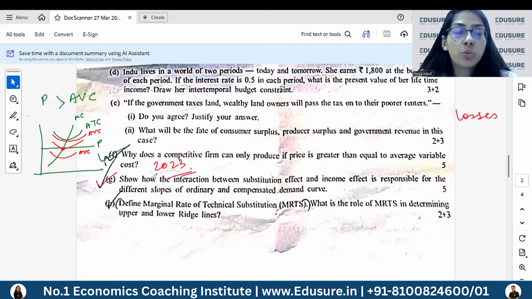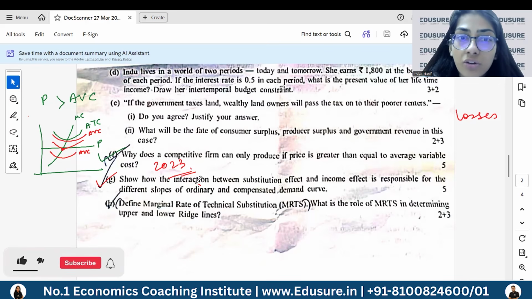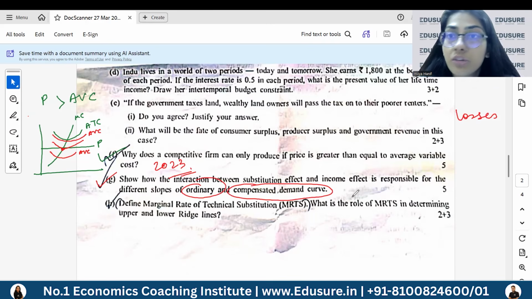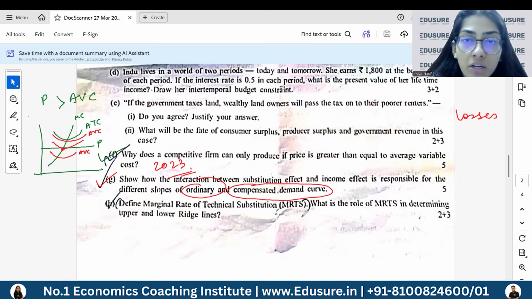Okay. Now, to part G, show how the interaction between substitution effect and income effect is responsible for the different slopes of ordinary and compensated demand curve. ये भी पता है कि ordinary is the marshallian demand curve, right? The normal demand curve, and this will include both substitution and income effect. The compensated demand curve will only include the substitution effect and not the income effect, right? So accordingly, you just have to derive कि आपने कैसे ये दो curves को आप derive करते हो from the decomposition of the price effect into substitution and income effect. Okay. Define MRTS. What is the role of MRTS in determining upper and lower ridge lines? This is also a very, very straightforward question.